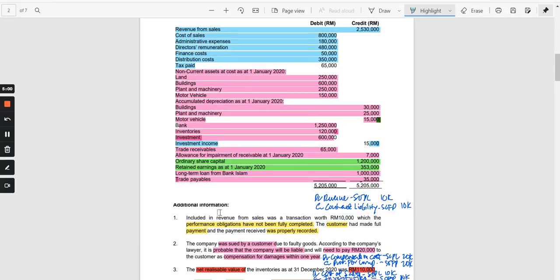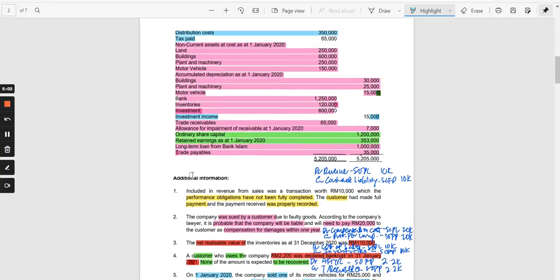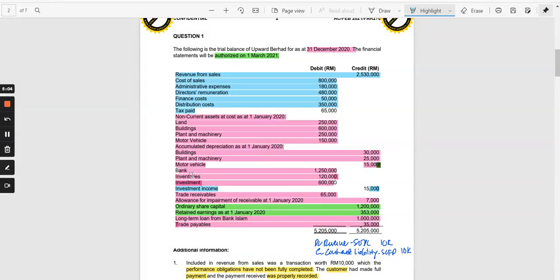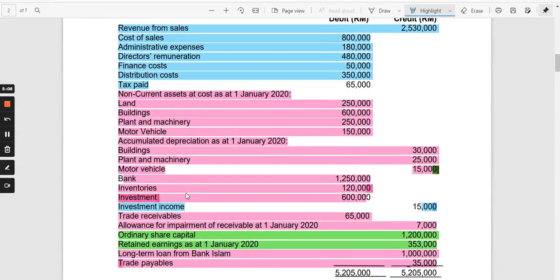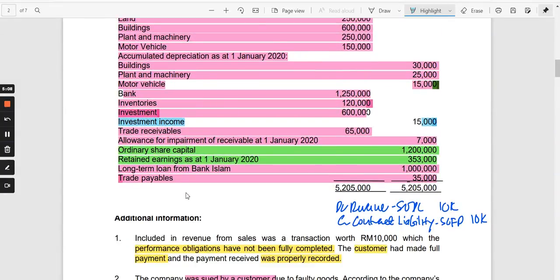Let's look at what you have at the bottom. You have the additional information at the bottom here. The first one, let me just zoom in a little bit so it gets bigger. You have included in the revenue from sale a transaction worth 10,000. This is the transaction that has been included in the revenue, 10,000. However, you are informed that the performance obligations have not been fully completed.